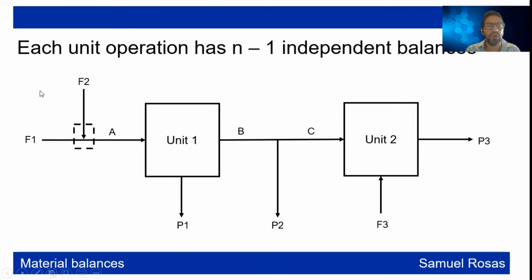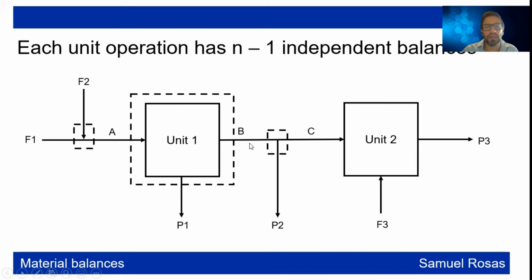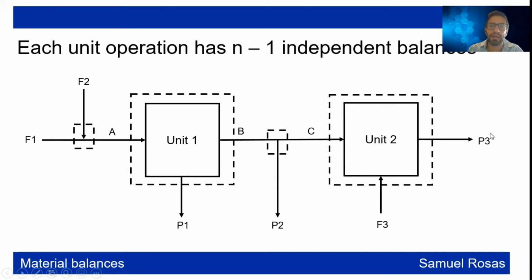So we can treat this unit operation as a mixture point, where F1 plus F2 yields A, and then we can do each and every material balance for each component. We can also do it for unit 1, where A is going to yield P1 plus B, and then B is going to be equal to C plus P2, and then unit 2 is going to be C plus F3 equal to P3, right? And each one will have n-1 independent balances.